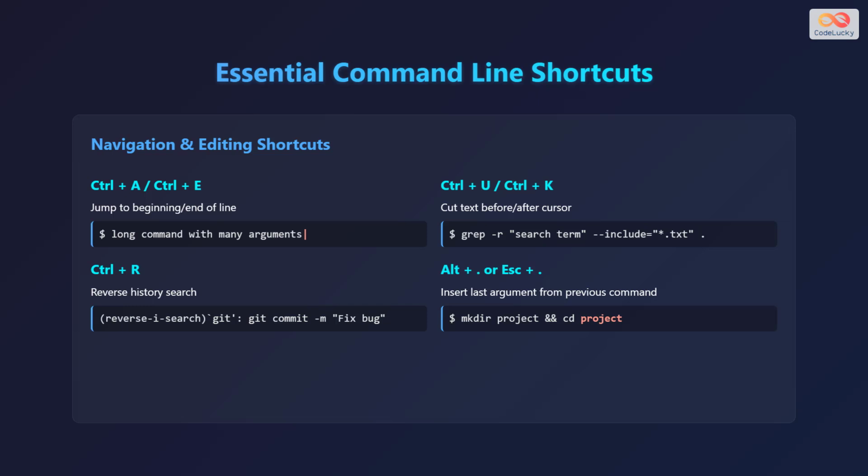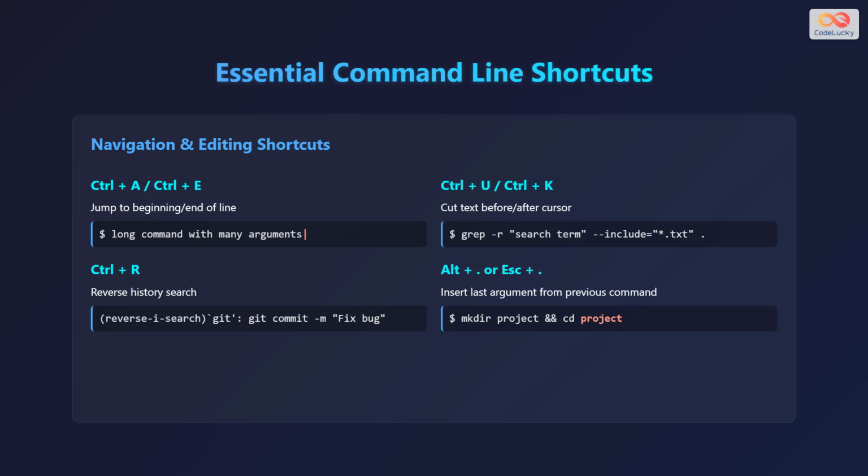Ctrl+R allows you to perform a reverse history search. This is especially useful for finding and re-executing previously used commands. When you press Ctrl+R, you can start typing a part of the command, and it will search your command history for matches. For instance, if you type git, it might find a previous command like git commit -m "fix bug".